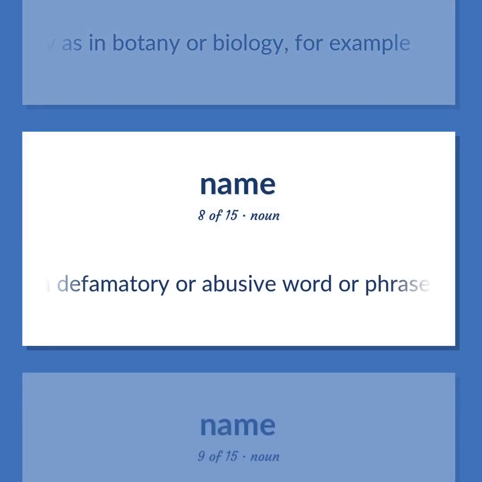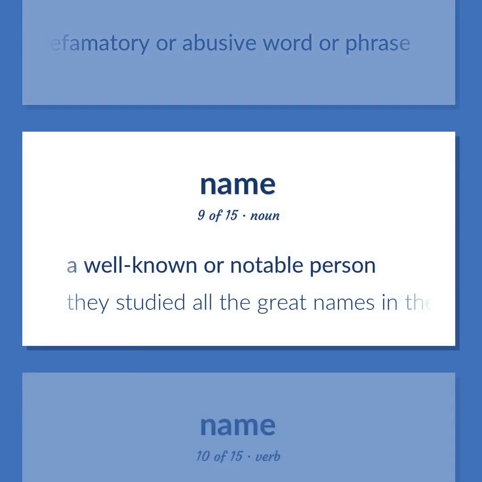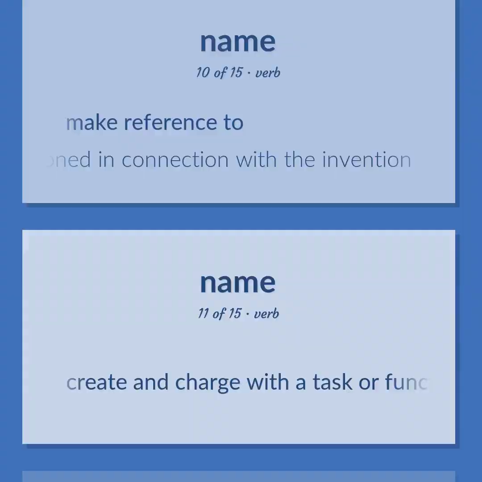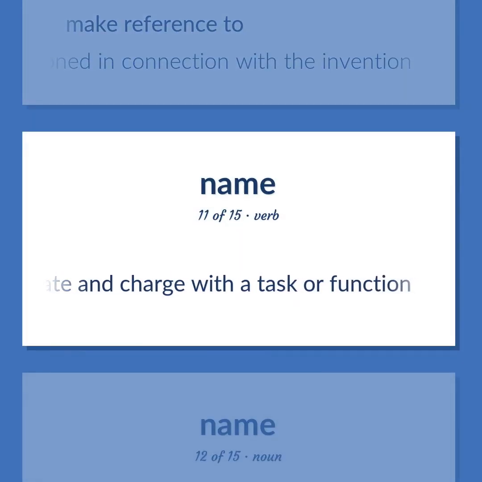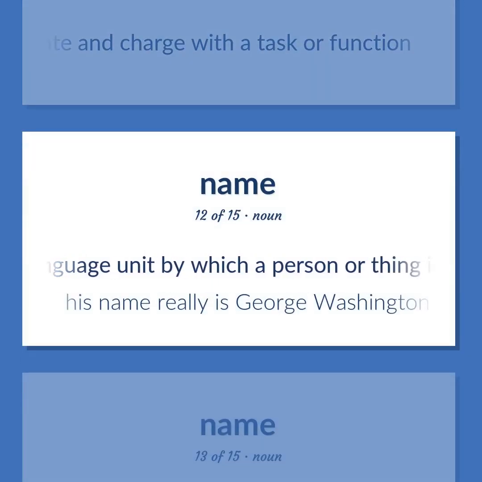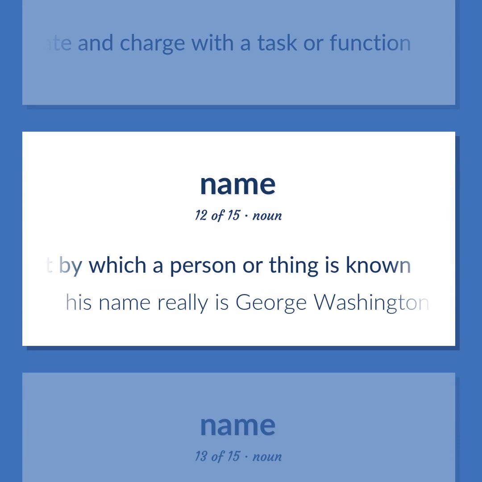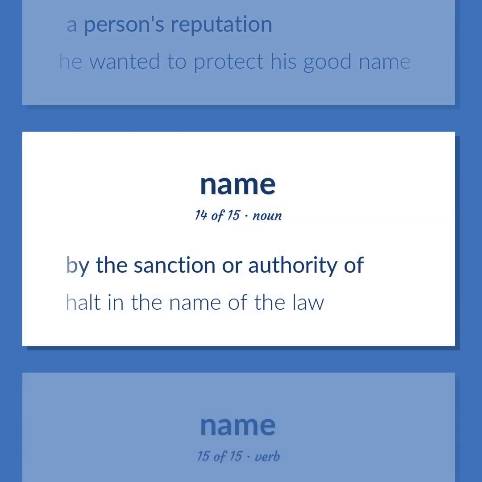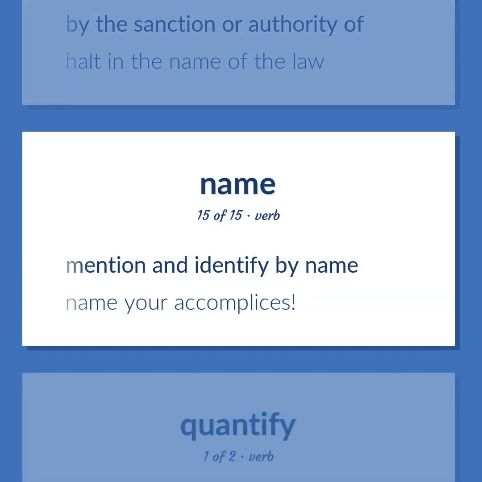A defamatory or abusive word or phrase. A well-known or notable person. They studied all the great names in the history of France. Make reference to. His name was mentioned in connection with the invention. Create and charge with a task or function. A language unit by which a person or thing is known. His name really is George Washington. A person's reputation. He wanted to protect his good name. By the sanction or authority of. Halt in the name of the law. Mention and identify by name. Name your accomplices.